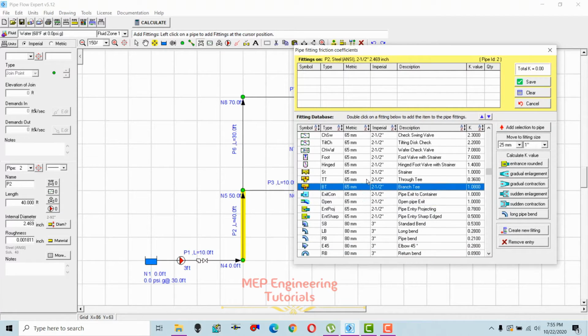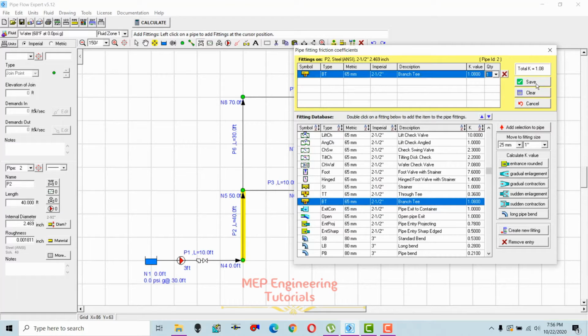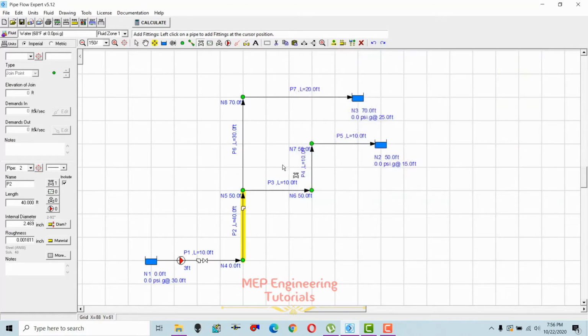2.5 inches, and you can see that this is the through T and this is the branch T. So I'm gonna select the branch T, 2.5 inches, add to the pipe. K value is 1.08. Just save it.